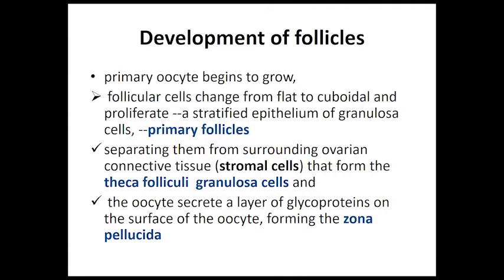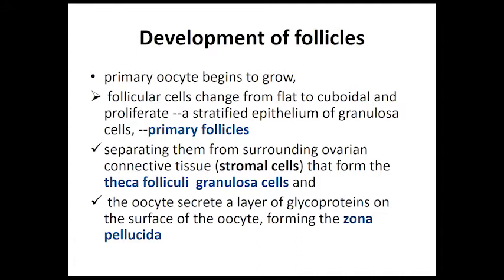Then development of the follicle. Again, it is just a repetition because this is just to understand what is happening at different stages. The primary oocyte begins to grow. The oogonia changes into primary oocyte, that is the primordial follicle. The follicular cells form a flat, then cuboidal, stratified layer. When from one layer the follicular cells become granulosa cells, that is what is going to be called the primary follicle.